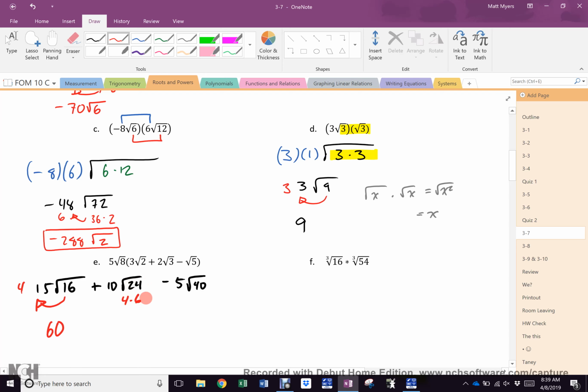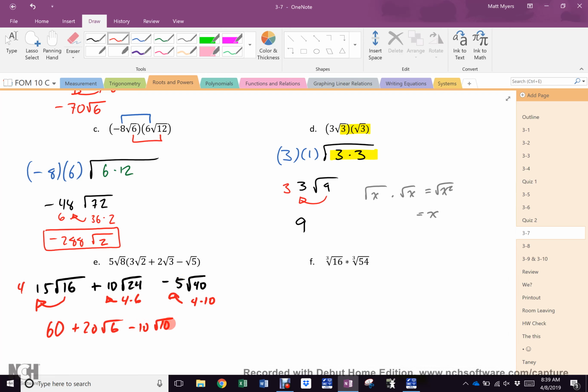Why'd you choose 6 and 4 instead of 8 and 3 or 2 and 12? Yes, 4 is a perfect square, so what's coming out? So what's that become? 20 root 6. Does 40 break down? 4 times 10. Why'd you choose 4 times 10 instead of 8 times 5? Perfect square. What's coming out? So what's that become? Negative 10 root 10.